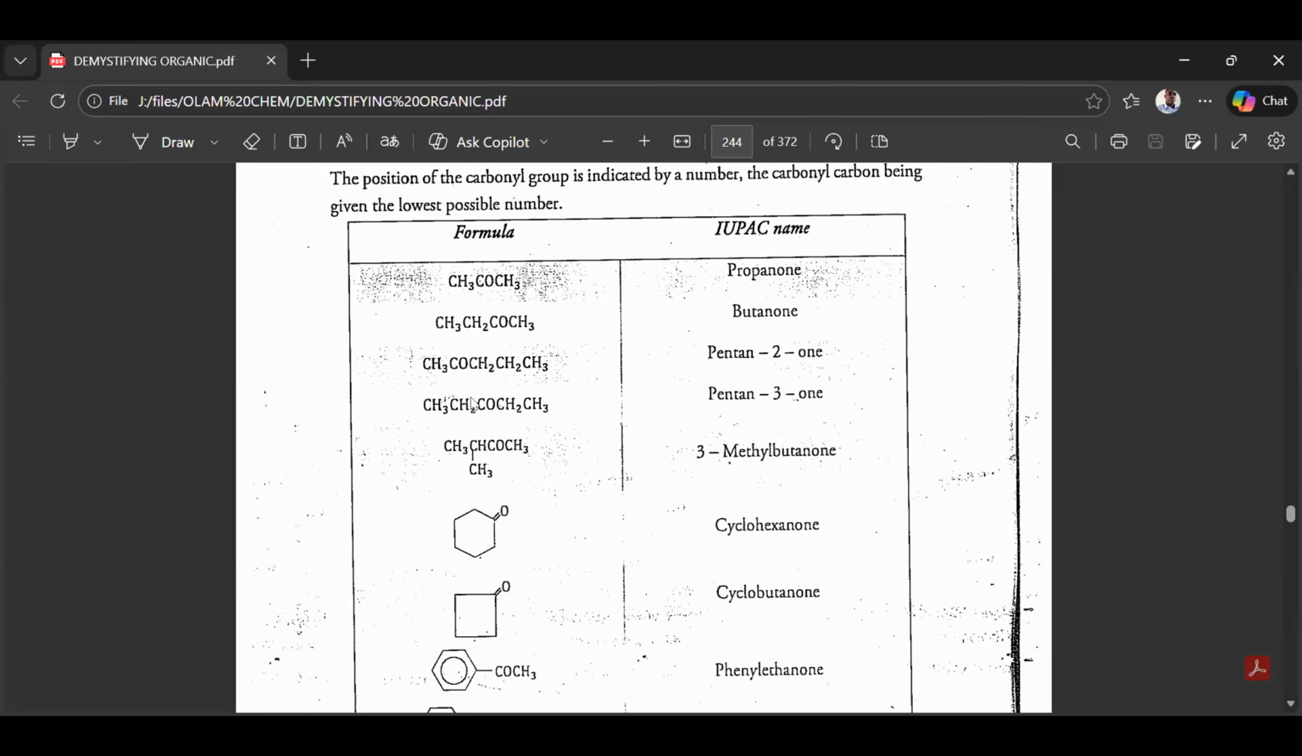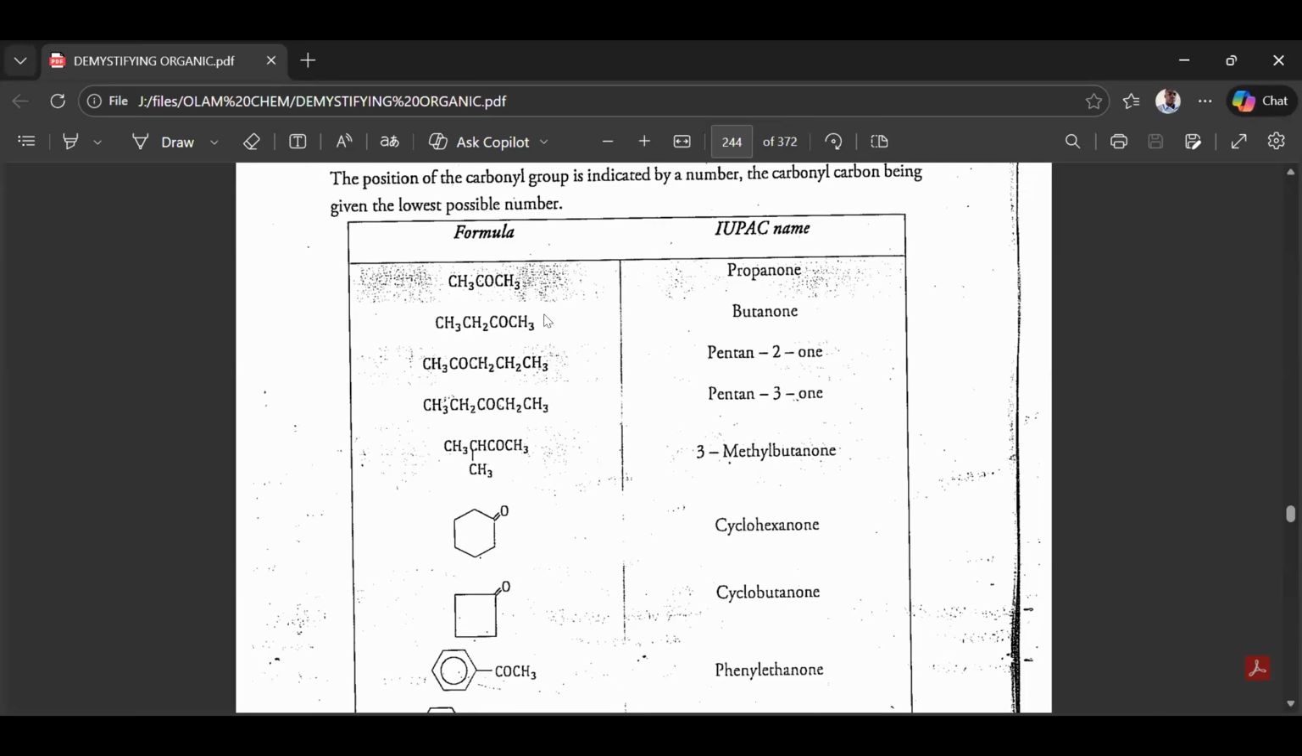So this group here is at position 3, but here it is at position 2. So the two compounds are different. They are isomers. So this is pentane-2-one, this is pentane-3-one. The way we have been looking at alkenes and alkynes, we say this is but-2-yne, or this is pent-2-ene, this is pent-2-yne. It is the same thing here. We have just changed the position of the functional group from position 2 to position 3.